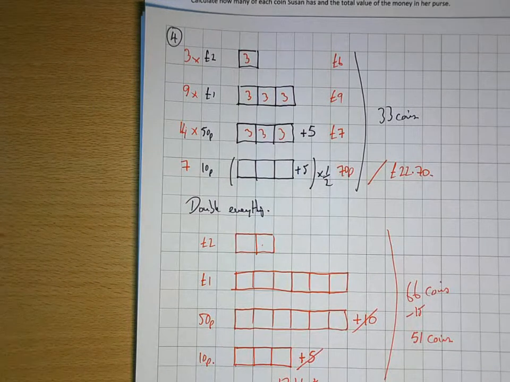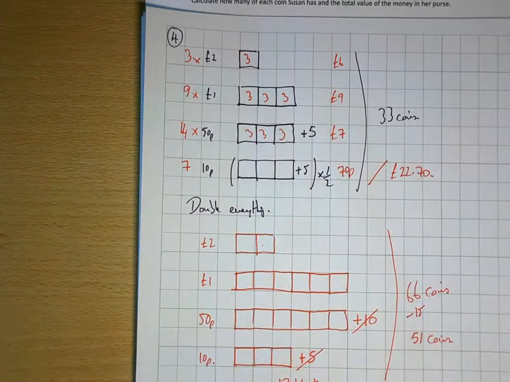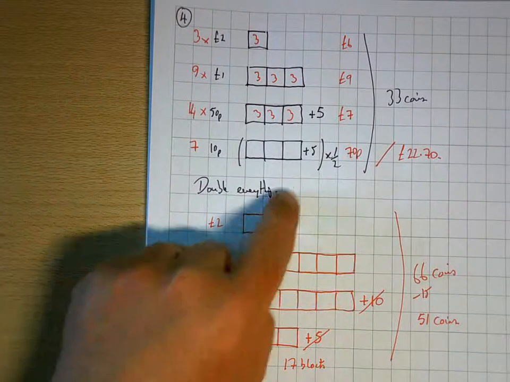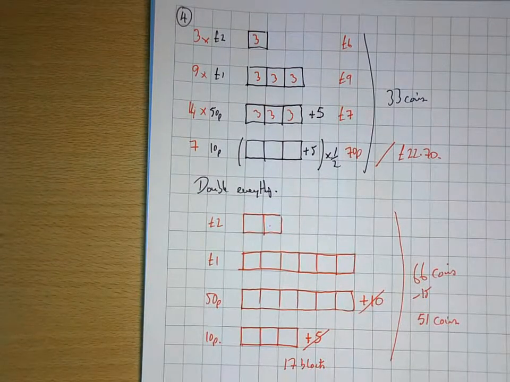So if you've gone through this with a trial and improvement, that's exactly the same thing you end up with, but we're coming at it in a slightly different way. It's a bit more complicated because of that fraction there.